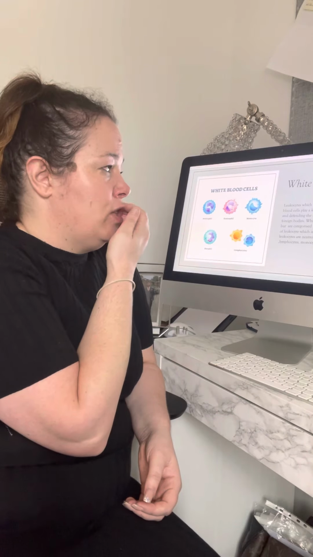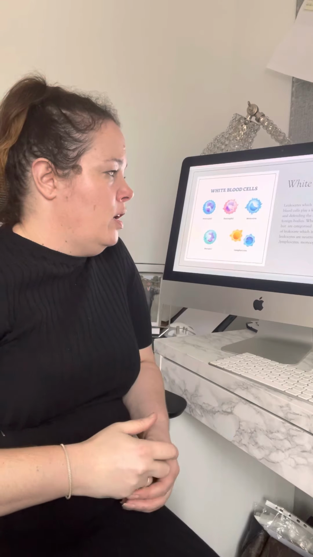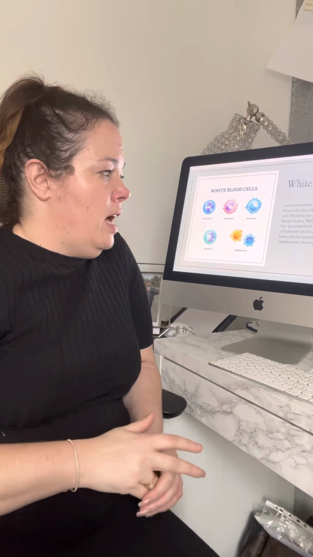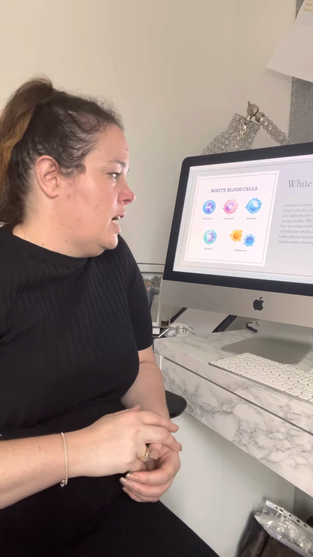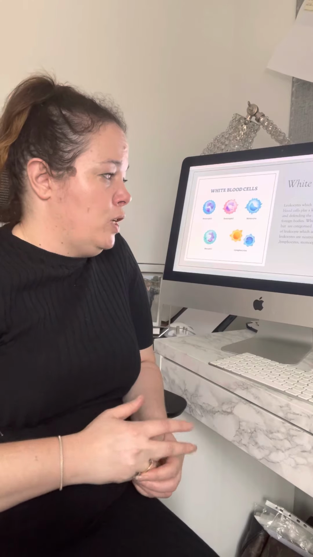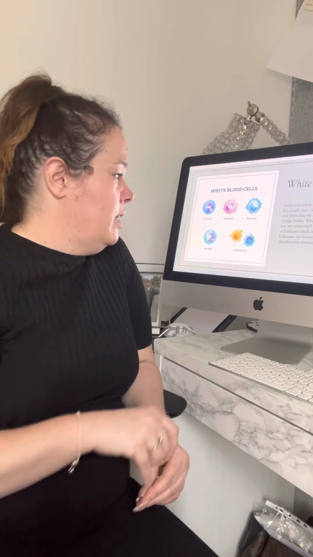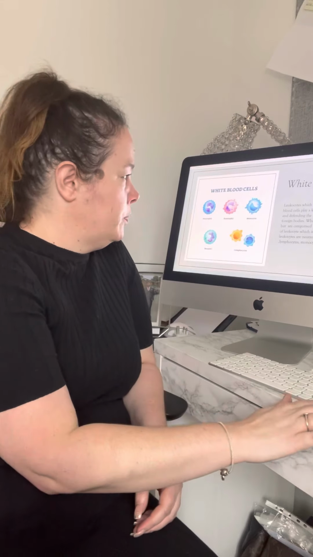So the white blood cells are also very important. They are not a single cell, but are categorised into 5 different types of leukocytes, which are produced in bone marrow. So these are all the main important ones.